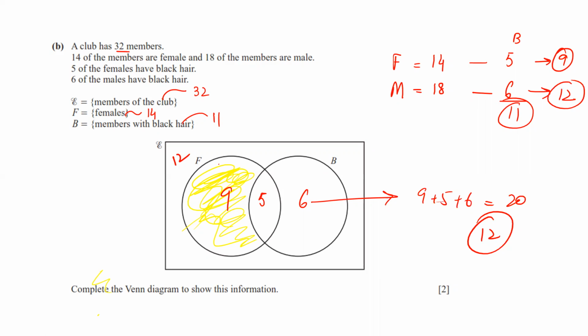So generally what students do, they add the values 9, 5, and 6, and they miss this value. Make sure you don't miss this, because a good way to check is that the sum of all the numbers you have added in the Venn diagram comes out to be equal to 32. Okay, so this is a good way to check this answer.